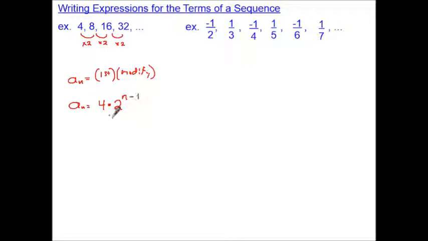So on my first term, I do actually still get the 4, because 2 to the 1 minus 1 would be, well, 1. So I still get the 4, and then when I do n equals 2, I do 2 minus 1 here, and that gives me a 1 exponent overall, and 4 times 2 does give me the 8, etc. So basically here is one possible final answer. But there might be different ways to do this.